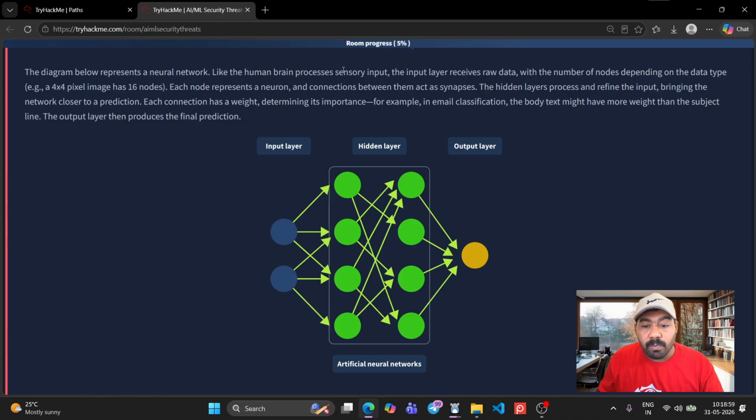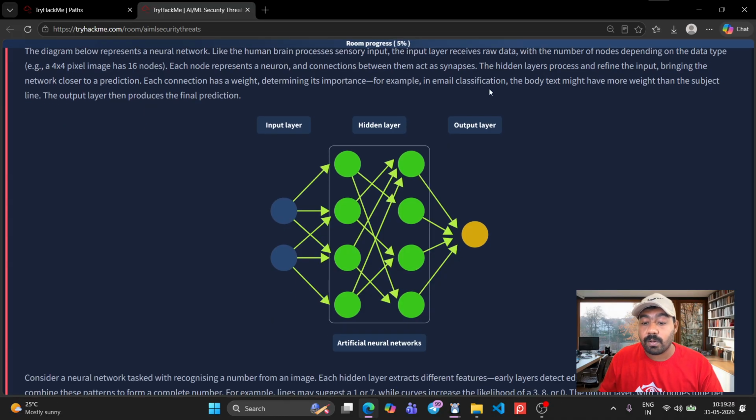Like the human brain processes sensory input, the input layer receives raw data, with the number of nodes depending on the data type. For example, a 4 by 4 pixel image has 16 nodes. Each node represents a neuron, so each pixel is represented as a neuron, and the connection between them is a synapse.